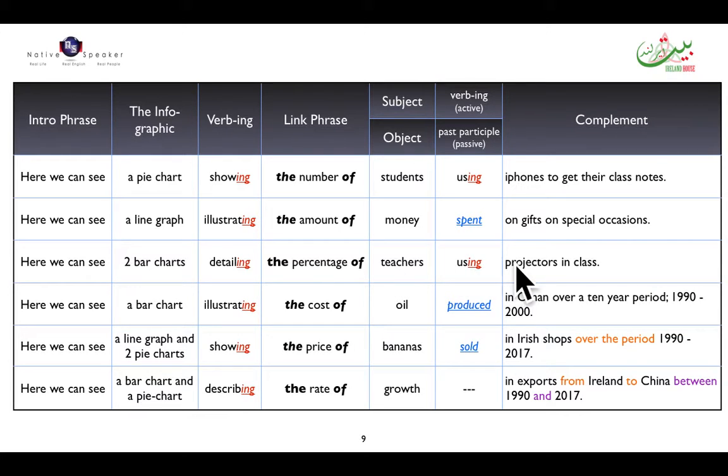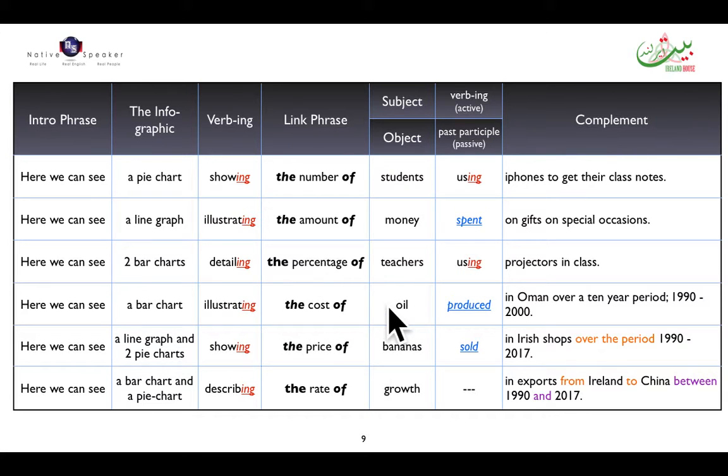Teachers using projectors in class. Well, here we've said the percentage of teachers. Percentage can be used with money, students or teachers, so it's good for all categories, both countable and uncountable, but you should only use it if the graphic that you're looking at is using percentages. That's an active thing, so it's verb ing.